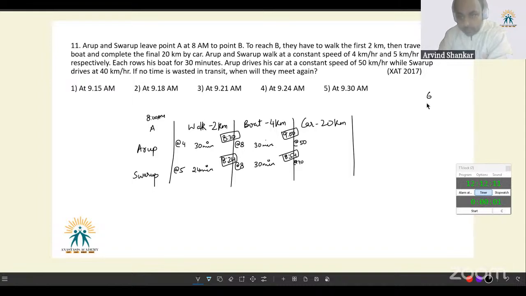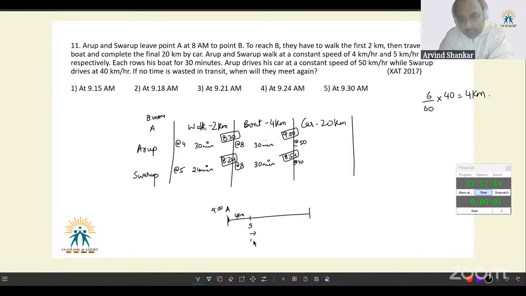So in 6 minutes, how much distance would Swaroop have traveled? In 1/10 of an hour, at the rate of 40 kilometers per hour, he would have traveled 4 kilometers. So this is the starting part. Swaroop has managed to reach the car journey at 8:54. At 9, when Arup is here, Swaroop is somewhere here, 4 kilometers forward.